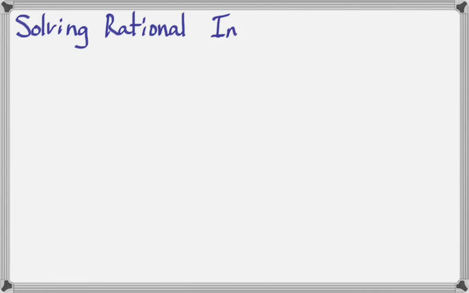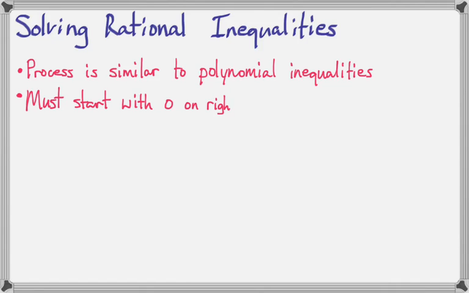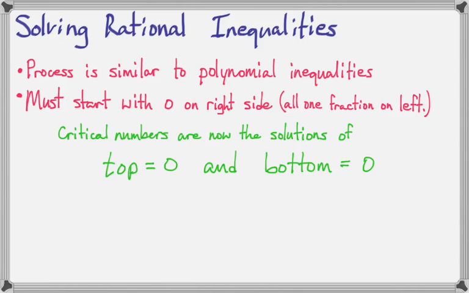In this lesson, let's look at how to solve rational inequalities. This process is very much like the process that we used to solve polynomial inequalities in the last lesson. You've got to start with 0 on the right side of your inequality and all one fraction on the left side. And our critical numbers are now going to be the solutions of the top set equal to 0 and the bottom set equal to 0.